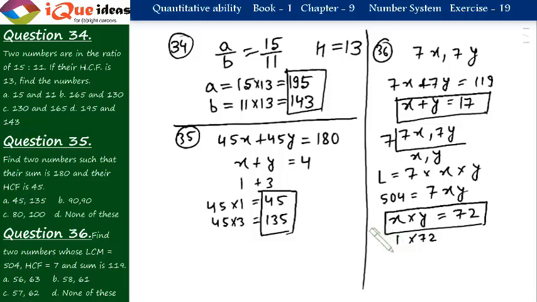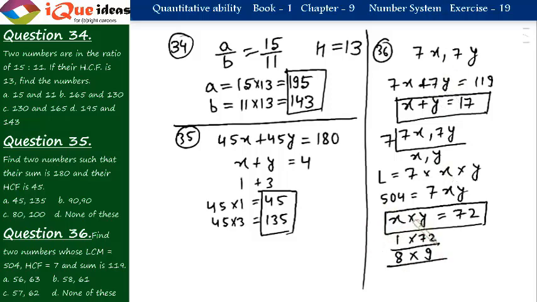You cannot take 3 into 24 because 3 is common. You cannot take 4 into 18 because 2 would be common in 4 and 18. Then 5 you can't take, 5 is not a factor of 72. 6 into 12, 6 would be the common factor. 7 is not a factor, so 8 into 9 is the next possibility, right? So 8 into 9 is the one possibility and 1 into 72 is the other possibility.